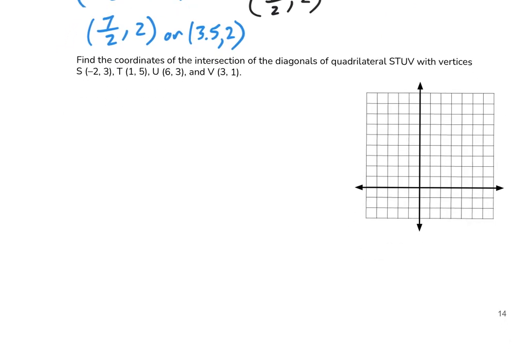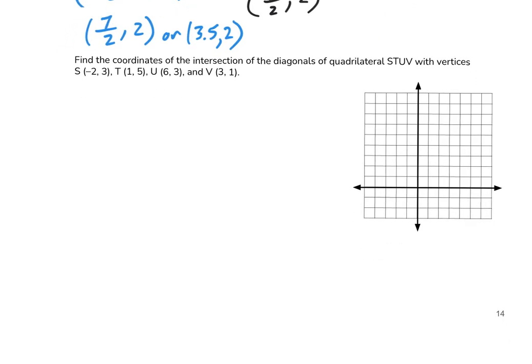Okay, try doing this one down here. I'll do it as you guys do it, but plot the points and then find the midpoint. You don't necessarily have to do the slopes and all of that unless you want to, but find the midpoint of the two diagonals. But plot the points first that they give us.